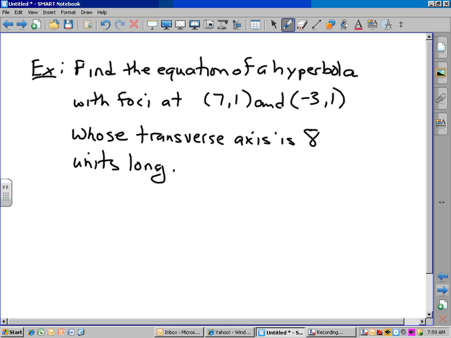All right, so we have some foci. We have transverse axis length and some romantic music. It's kind of touching.